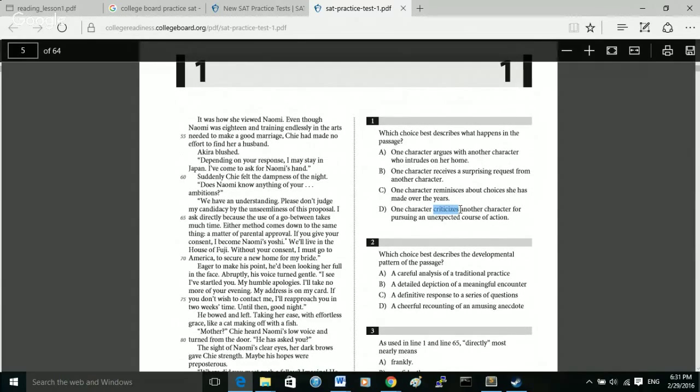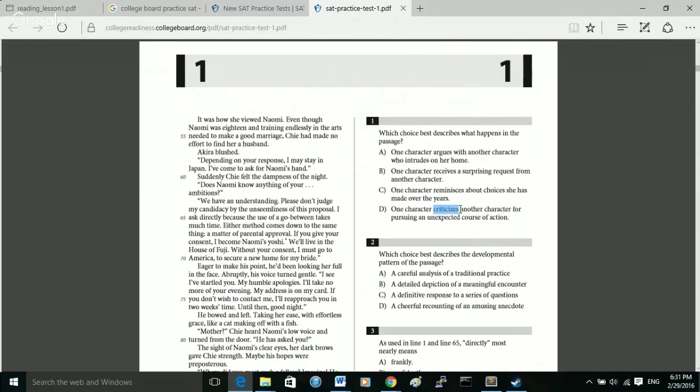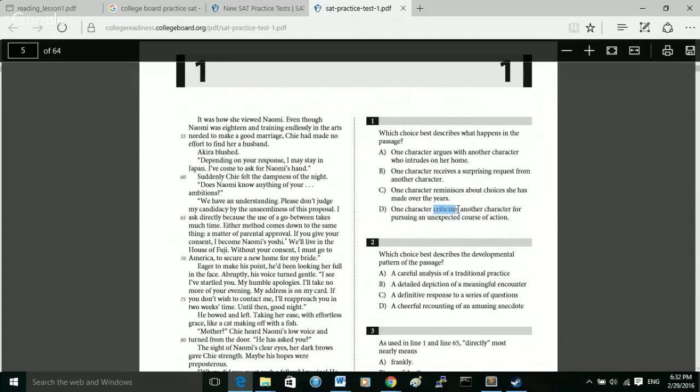this keyword. This is an example of extreme language. Although Chi, the mother, had been surprised, she didn't really criticize Akira. So therefore, that one word made this whole answer choice wrong. So what we're left with is answer choice B, which is also a really good answer choice to the question.